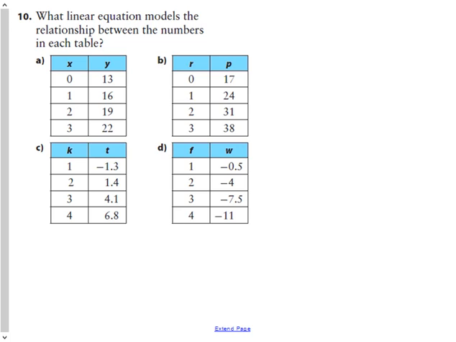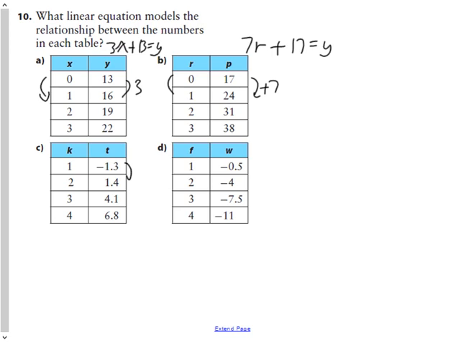Question 10. What equation? So you're given them, find the equation. So here, my difference is 3, my difference is 1. So for this one, it's 3x plus 13 equals y. For this one, the difference is 7. The difference is 1. So it's 7r plus 17 equals y.